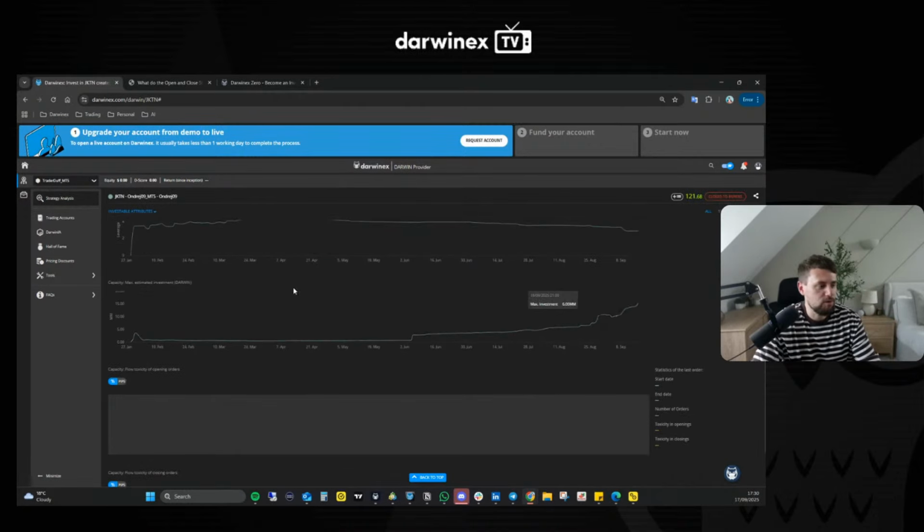If we scroll down, we can see maximum estimated investment in the Darwin, and yours is rising nicely, which is fantastic. But it's currently sat at 15.2 million. So I don't think you'll have an issue with that personally, especially because you're a discretionary trader who doesn't trade too much. If you get to 15 million, then yeah, it's going to become a problem.